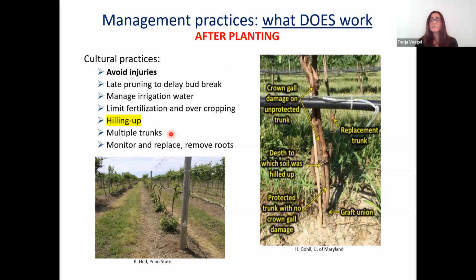And then multiple trunks, that's also something that can be done. When the main trunk is affected, you can train some of the other shoots to replace the main trunk. And then in general, just monitor and replace any vines that are infected. If you do that, make sure to remove as much of the roots as you can, because we know that the bacteria can stay in the soil. So what you are doing, whether training multiple trunks, which has been successful here in a vineyard, or removing or replacing, probably depends on your individual situation.